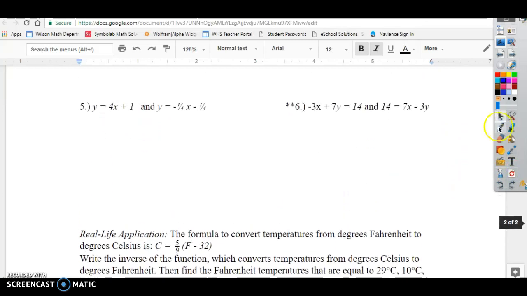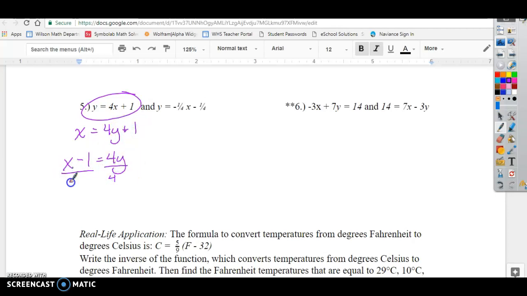With 5 and 6, I'm going to go here. So that would be x equals 4y plus 1. Subtract 1 over, and then divide everything by 4. So it looks like y equals 1/4 x minus 1/4. Oh, that's so close. But this one has a negative, this one does not. So no, they are not inverses.